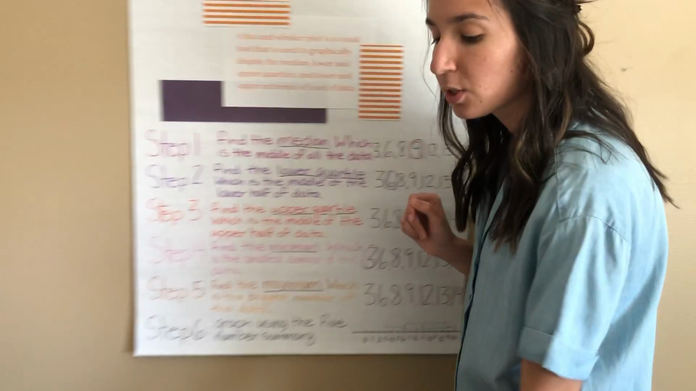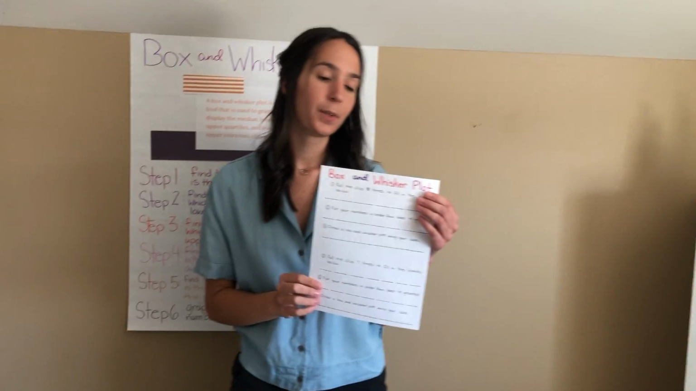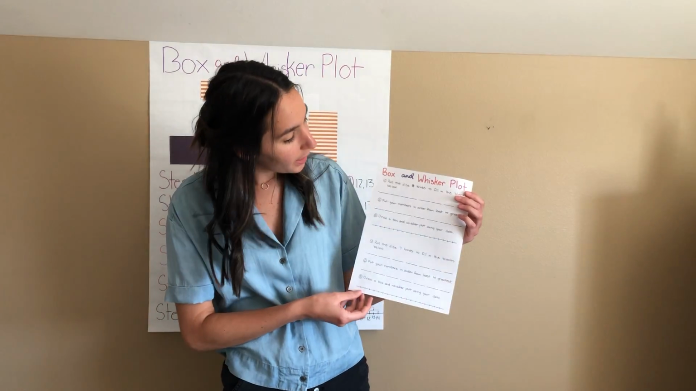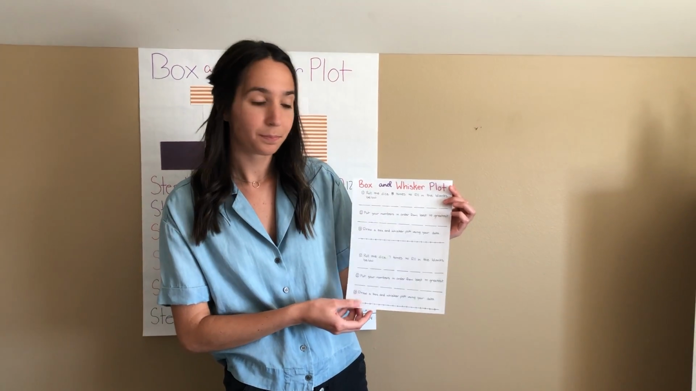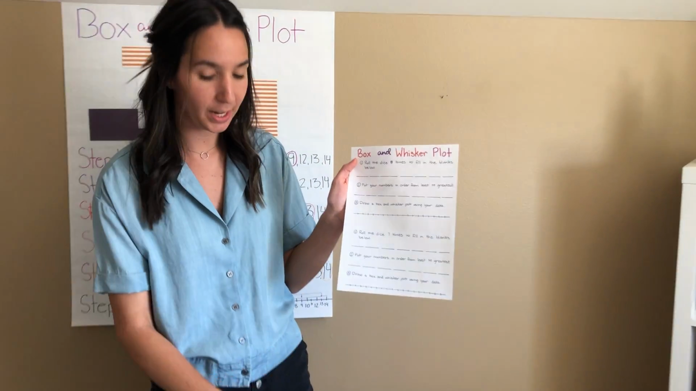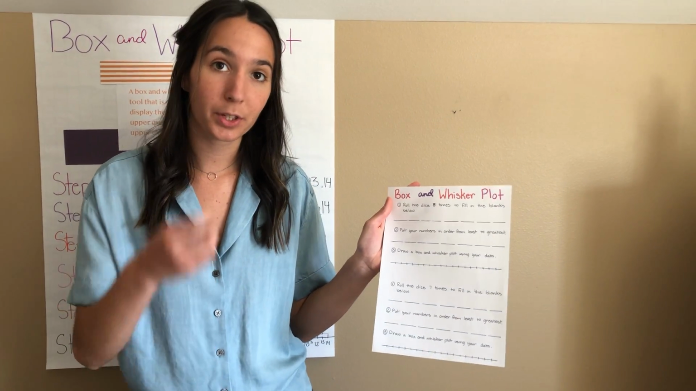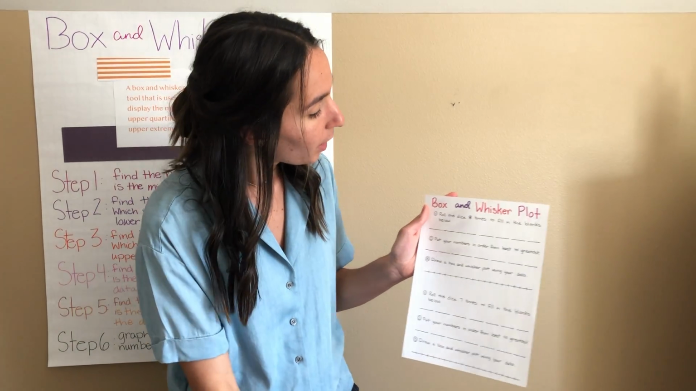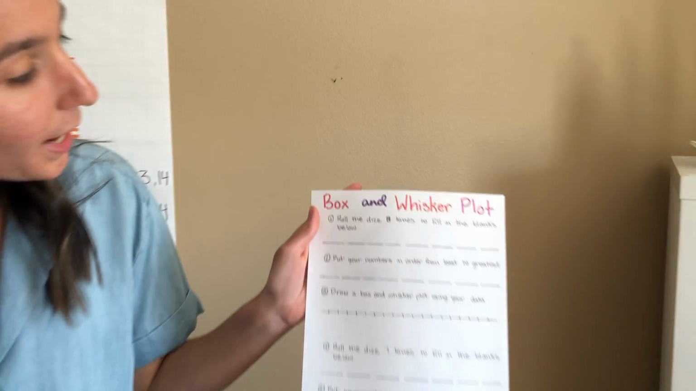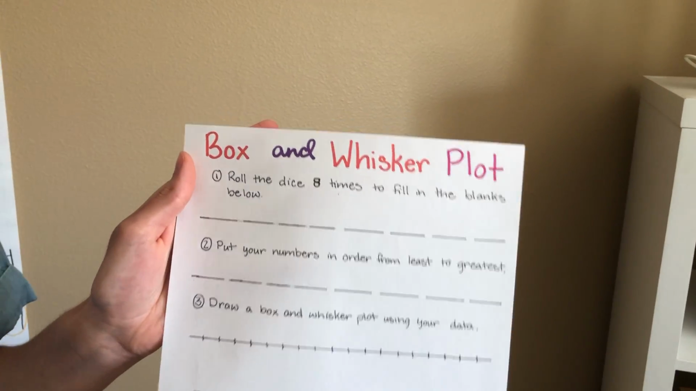So now we're going to do one more example problem together with this in-class worksheet. So I'm going to pass out a worksheet and a set of dice to each student. Okay, now that you all have your worksheets and your dice, let's get started. So the first step is to roll the dice 8 times to fill in the blanks below. So we're going to do that.